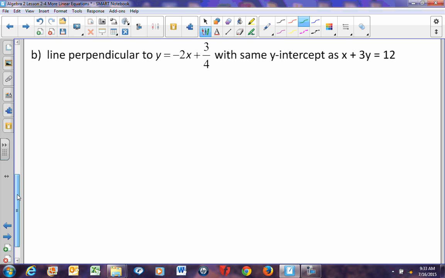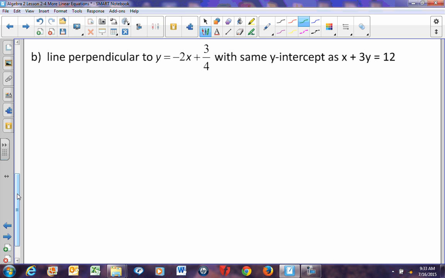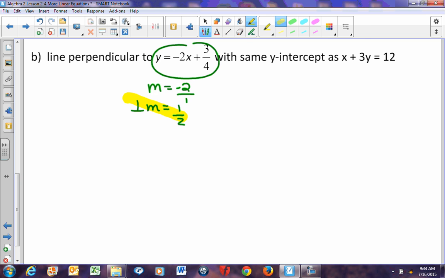The second problem, we're going to do a line that's perpendicular to y equals negative 2x plus 3/4, but has the same y-intercept as x plus 3y equals 12. So the first thing we have to do is figure out the slope. The second thing we have to do is figure out what the y-intercept is. So let's look at this. This equation here, the slope is negative 2. So the perpendicular slope has to be a negative reciprocal of that. Remember, a whole number is always over 1. So the perpendicular slope is positive 1/2. So the slope I'm going to use for my equation is positive 1/2, because that's the slope we need.